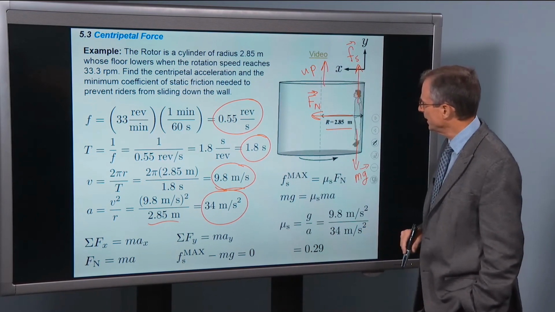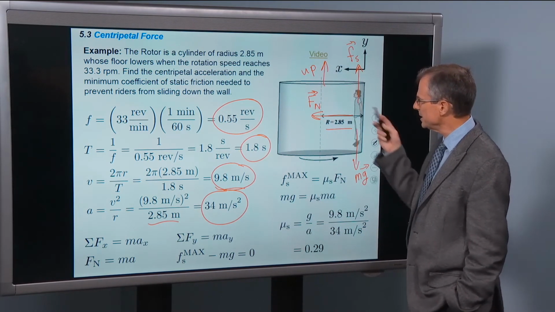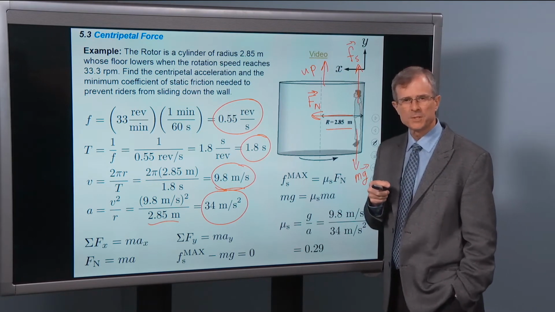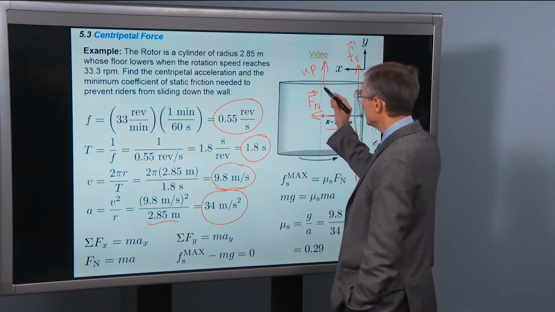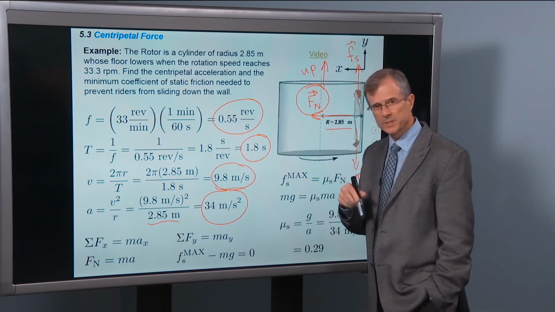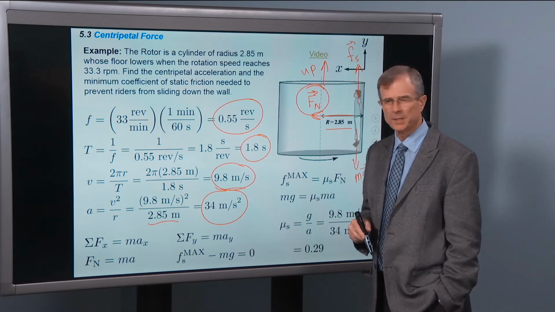So which of these three is the center-seeking force, the one that points toward the center of the circle? You say, well, isn't it the normal force? And I say, yes, it surely is. The normal force is the centripetal force in this particular case.